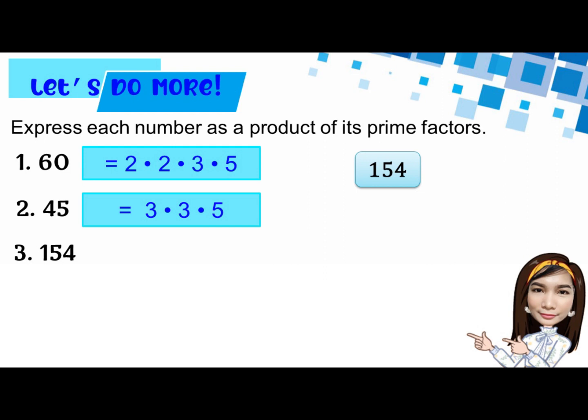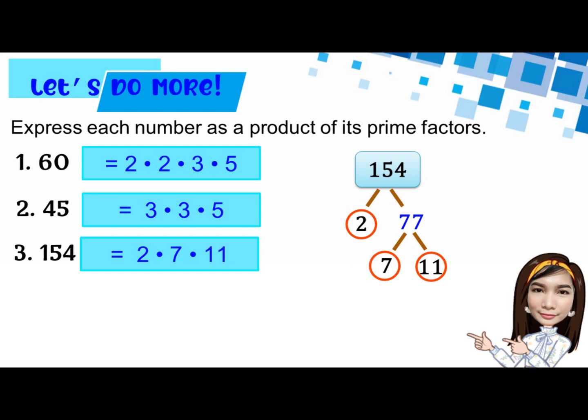So let's have 154. So here, let's use the factor tree. 154 can be factored by 2 times 77. Encircle the prime 2, and 77 is a composite. And that is equal to 7 times 11. And they are both primes. So 154 is equal to 2 times 7 times 11.